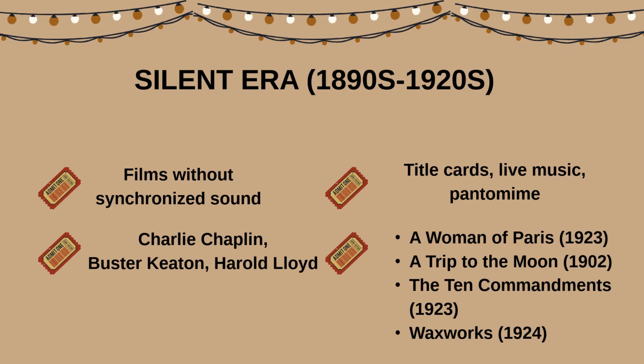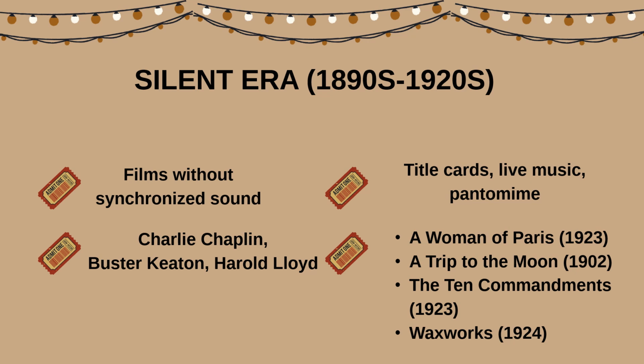The first one is obviously the silent era. We all know the fact that films were without synchronized sound at the beginning. This era starts during 1890s and ends in 1920s where sounds were synchronized with films. A lot of filmmakers, including Charlie Chaplin, Buster Keaton, Harold Lloyd, were eminent filmmakers of this period.